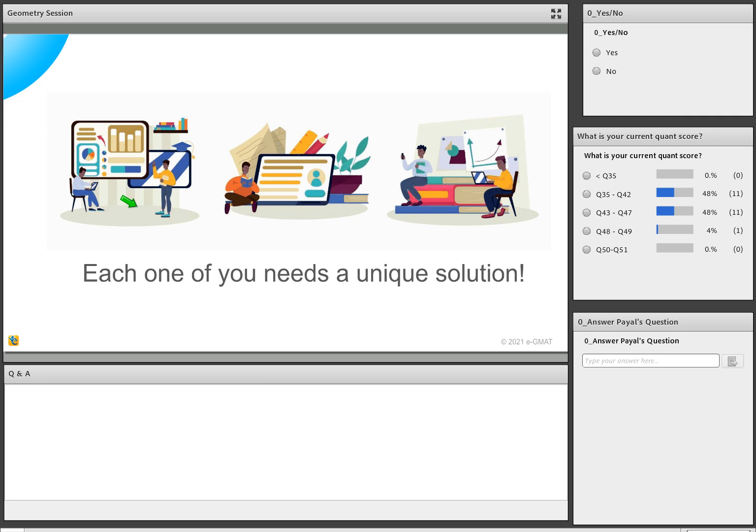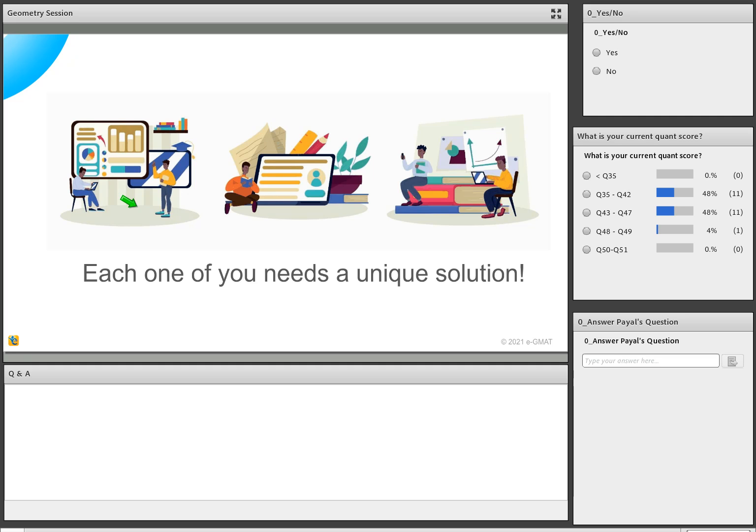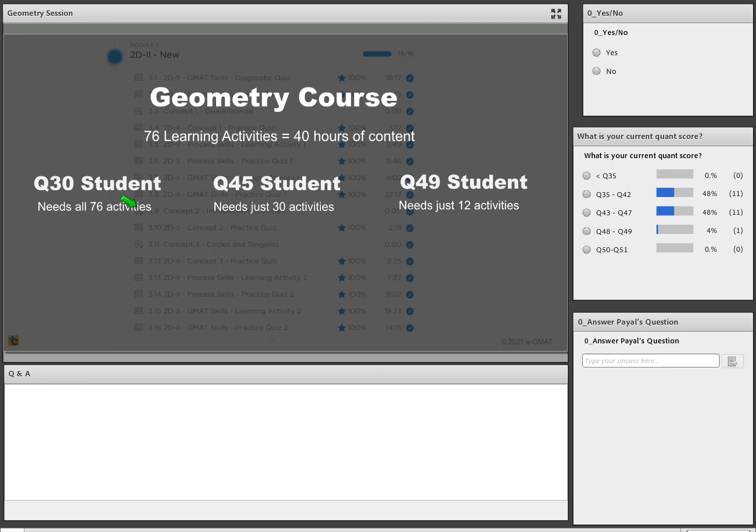So what you need is a separate course for each one of you, depending upon what your starting abilities are and how fast you learn. In the context of the geometry course, there are 76 learning activities, which means 40 hours of content. A Q30 student would need all these 76 activities. That's very obvious. A Q45 student may need only 30 activities, and a Q49 student may need only 12 activities.